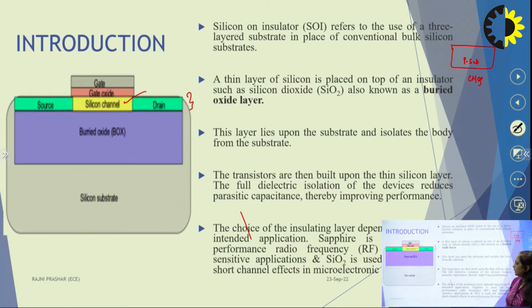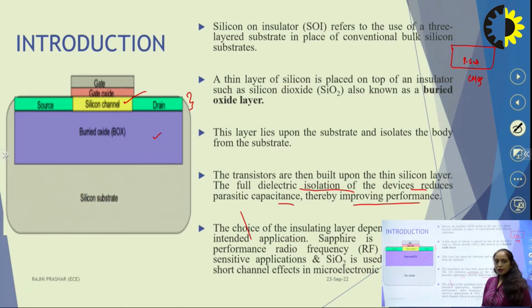This layer lies upon the substrate and isolates the body from the substrate. So the very first advantage we can see in the diagram is that this BOX layer will isolate the silicon channel from the substrate, providing proper isolation between the two. The transistors will be built upon this thin silicon layer with full dielectric isolation of the devices, which will reduce the parasitic capacitance. Hence the overall performance of the transistors can be improved.